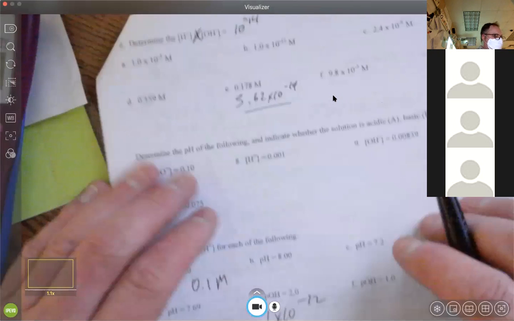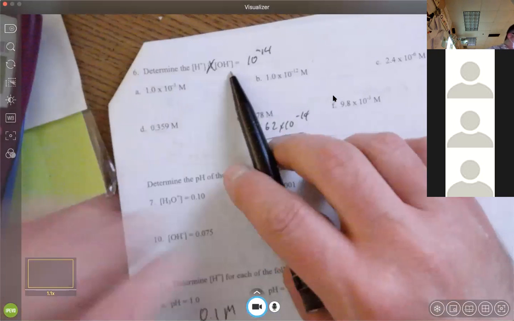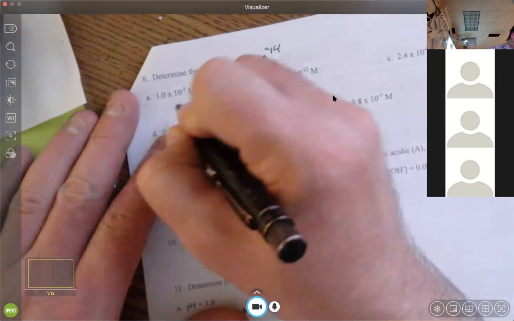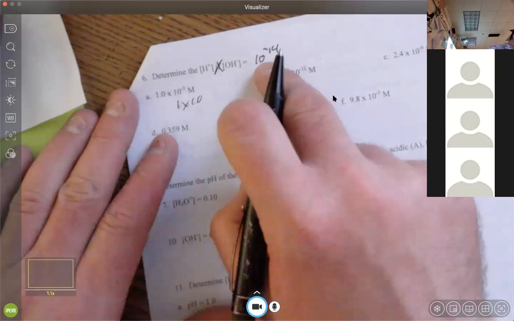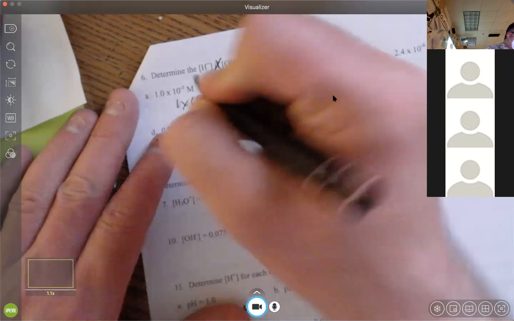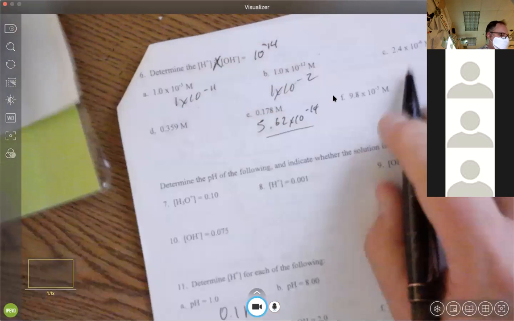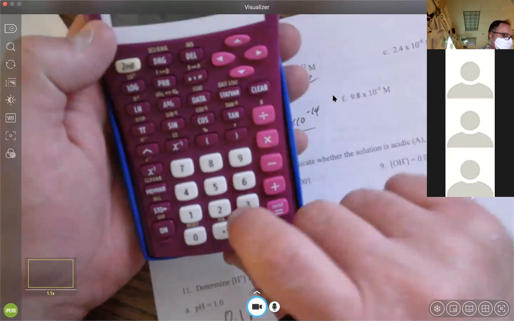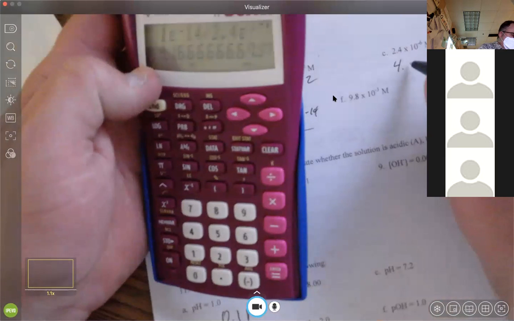Then they wanted you to find the hydrogen ion concentration given the hydroxide ion concentration. So basically with that, you got to take 1 times 10 to the negative 14 and divide what they give you, divide 1 times 10 to the negative 14 by that. So 1 times 10 to the negative 2, then I can't do that in my head. So we take 1 times 10 to the negative 14 divided by 2.4 times 10 to the negative 6th. We get 4.2 times 10 to the negative 9th.